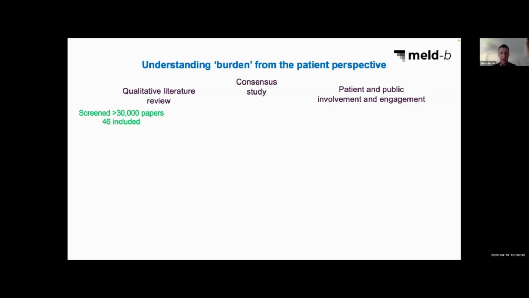But I just want to say a bit about understanding this concept of burden from the patient perspective that we're going to be applying in this cohort. We have three streams of work underway. We've completed a qualitative literature review where we screened over 30,000 papers and included 46 in our final review of the lived experience of multiple long-term conditions. We're then going to use a consensus study, and we've used extensive patient and public involvement to understand, firstly, what we mean by burden, and secondly, which aspects of burden can be identified in routine healthcare data, if any.